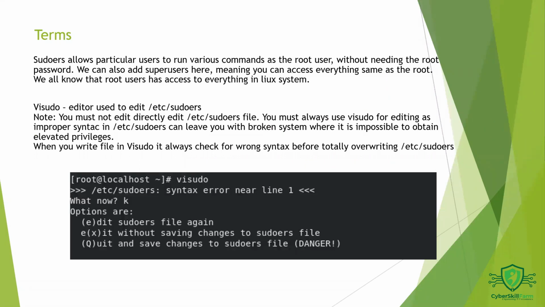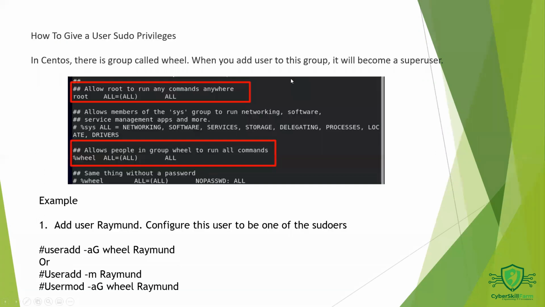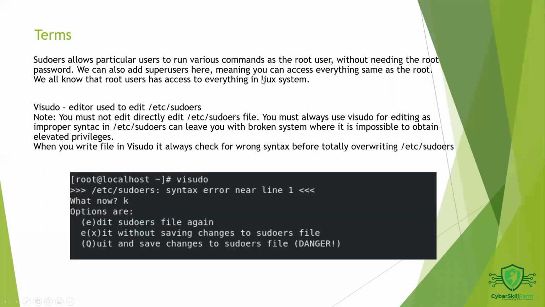What are the sudoers? In the sudoers file, you can set certain permissions, like what commands the user will be able to access or directories or execute. You can also set the super users here, so you can set everything, access everything, just like the root permissions.